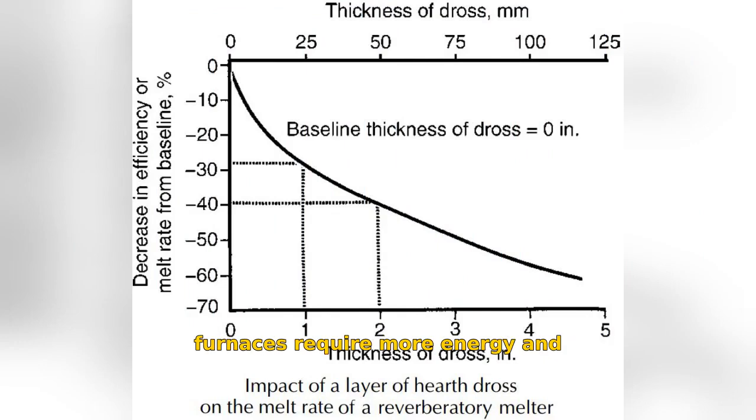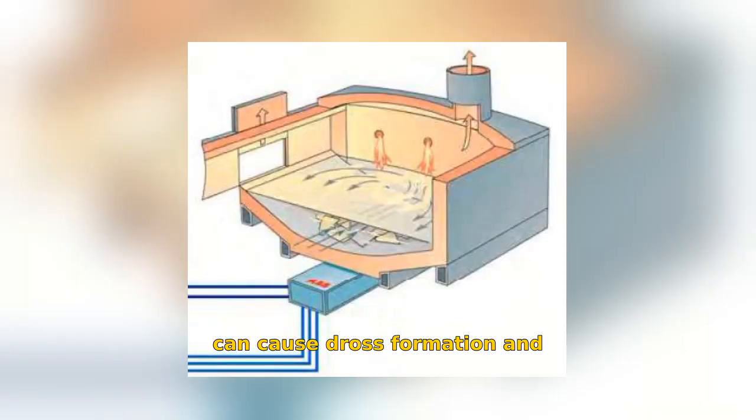Generally, deeper furnaces require more energy and have higher waste. An optimal melt depth of 500 to 600 millimeters is recommended for efficiency. Mechanical mixing tools are often used to increase heating rates, but they can cause dross formation and disrupt the steady state of the melt.